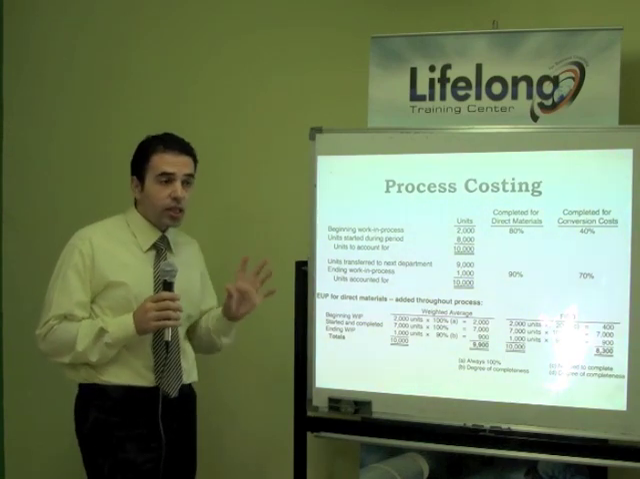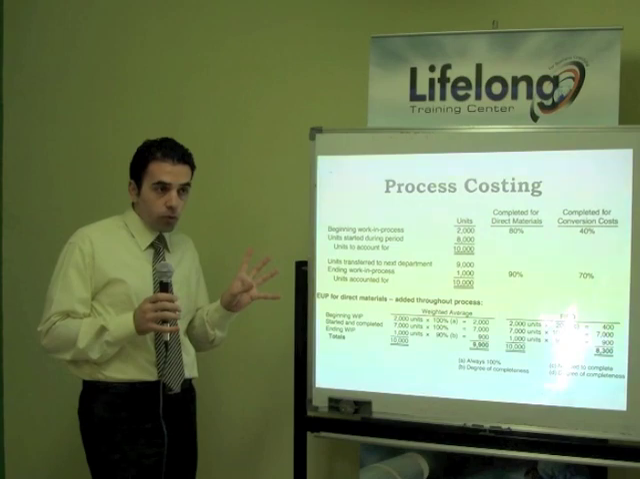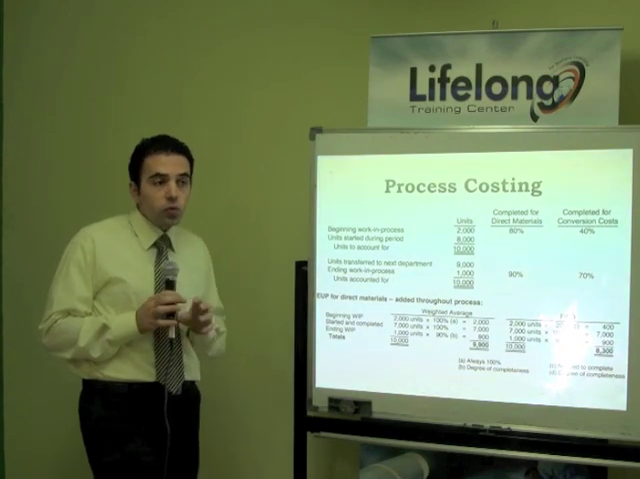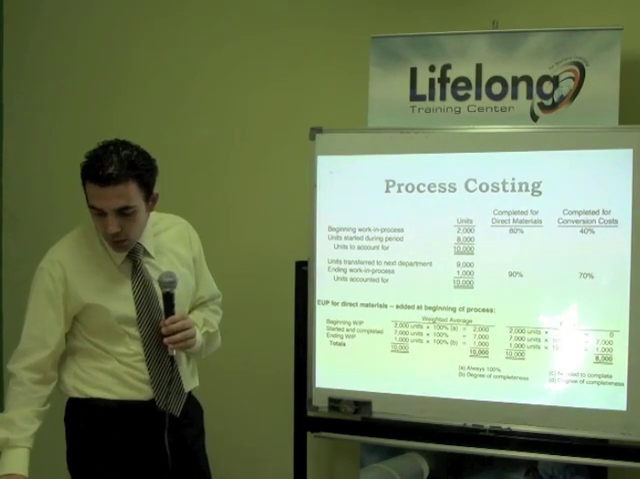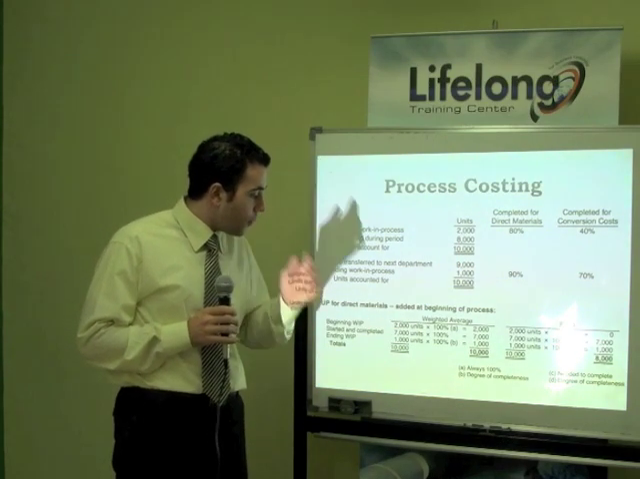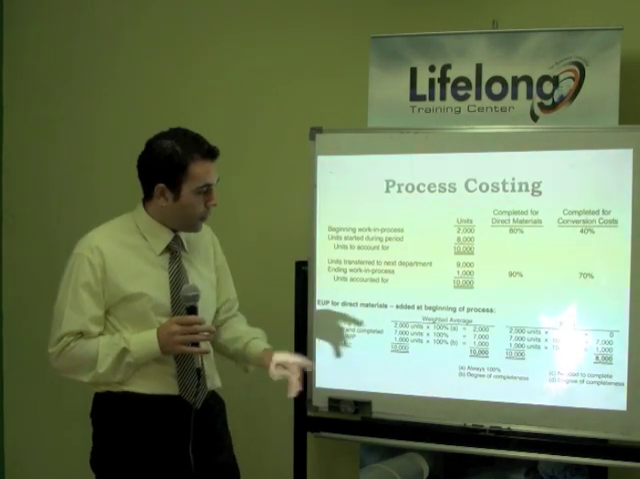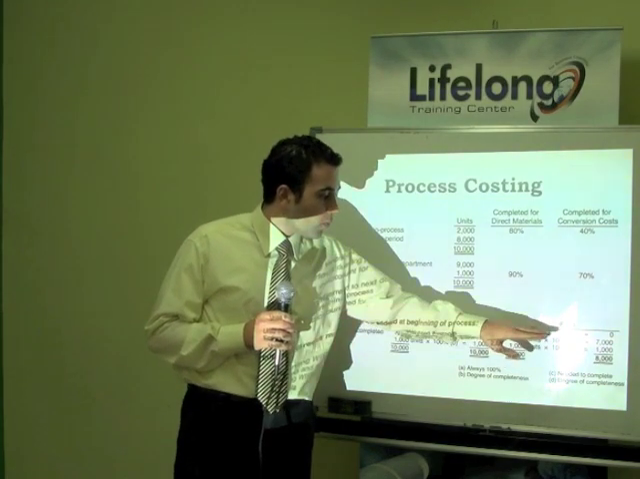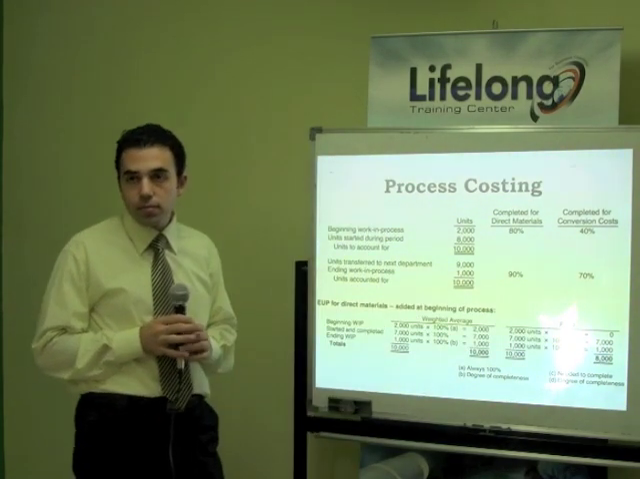Clear? See, it's not easy, it's not straightforward. But the way for you to figure it out is like this. You are saying, weighted average, we are always going to account for all the costs that we have. FIFO, we are not going to account for any direct material.